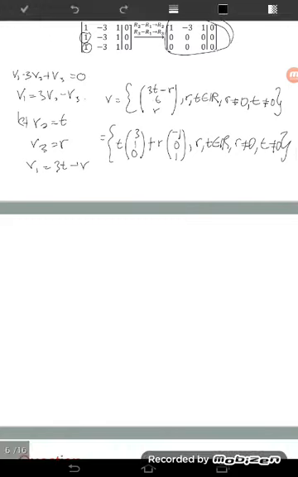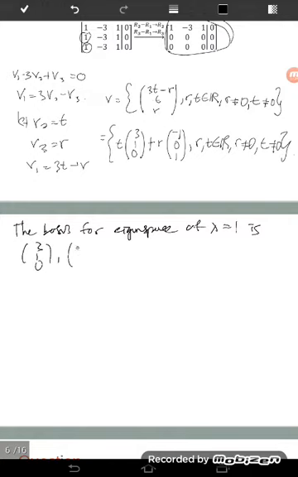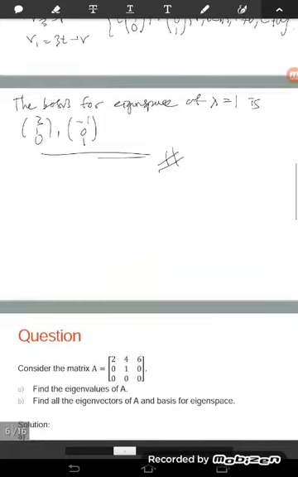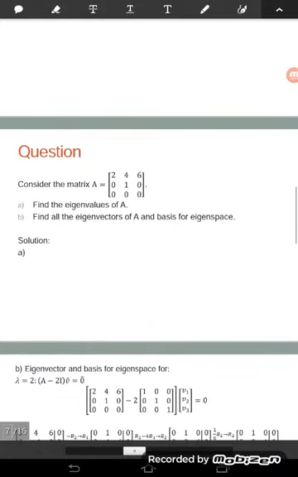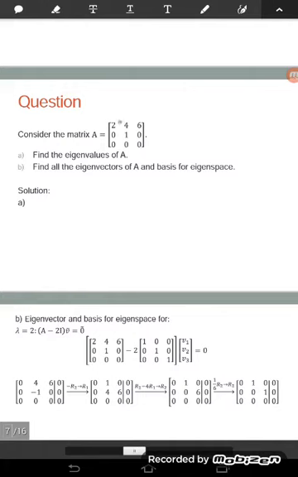Okay, so therefore the basis for eigenspace of lambda equal to 1 is 3, 1, 0 and negative 1, 0, 1. Okay, so dah siap. Okay, so next question. Consider the matrix A is equal to this one, 2, 4, 0, 0, 1, 0, 0, 0, 0. So find the eigenvalues of A.